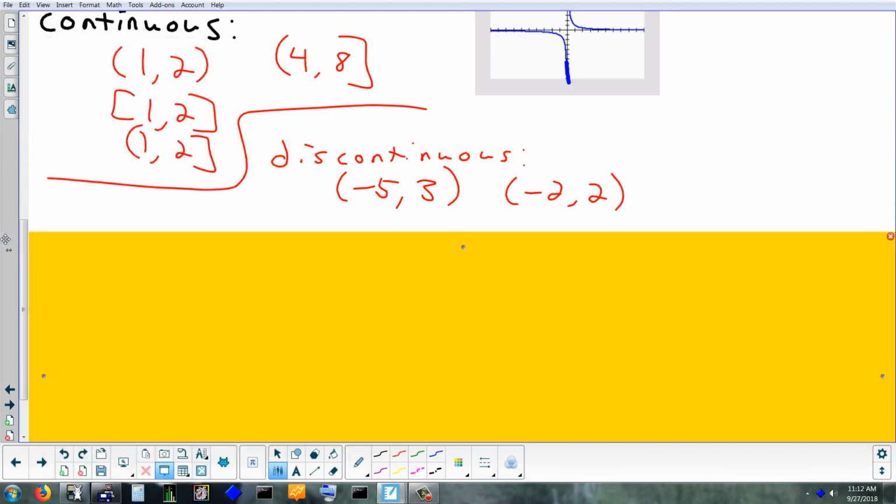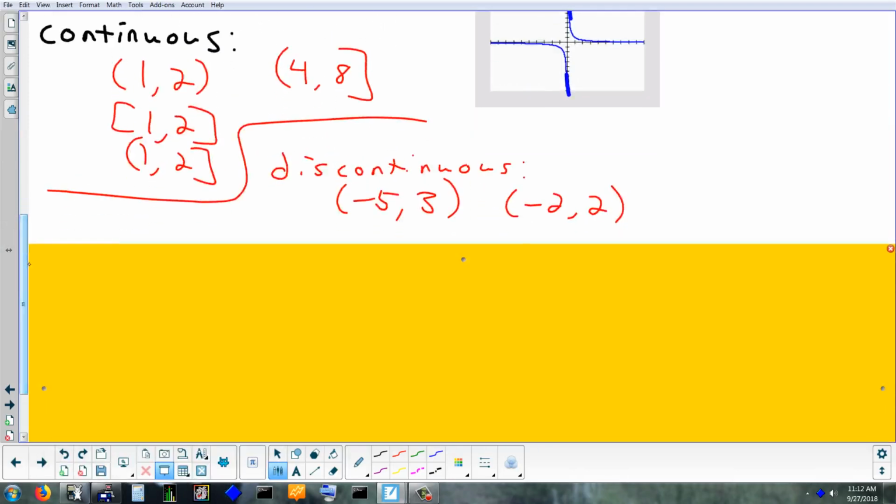So any questions on that? Yeah? Can you do open, closed, or half for 2? Yeah, it doesn't matter. It could be open, closed. You can include the 2, not include the 2. It doesn't really matter.